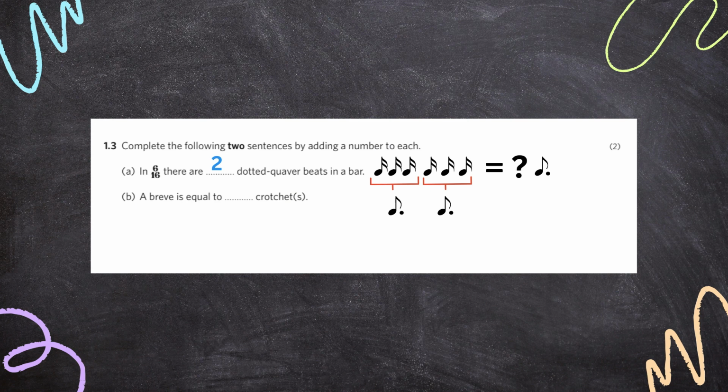Question B. A breve equals how many crotchets? A breve means 2 whole notes. Each whole note equals 4 crotchets. 2 whole notes means 8 crotchets. Remember the British names of all note values in this part. Revise it a bit before the exam.